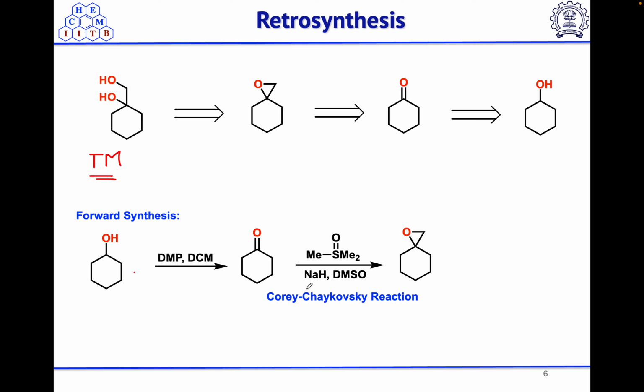Now this is the main reaction here, the Corey-Chaykovsky reaction. If we have this methyl, this is called sulfoxonium ylide. There are two ylides, so this is not ylide. If we treat this compound with the base sodium hydride, the ylide will generate. Now I will show another reagent.